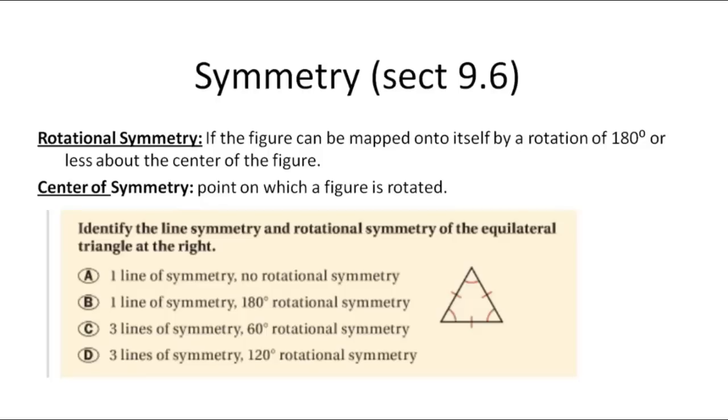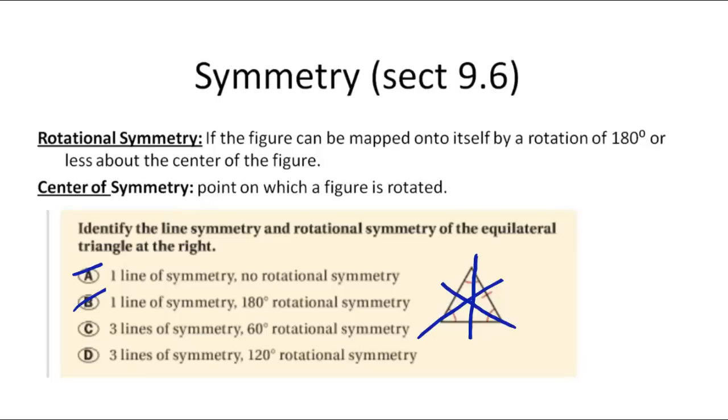How many lines of symmetry are there? Well, remember I said if it was regular, which an equilateral triangle is, then it's going to have the same number of lines of symmetry as sides. So there is 1, 2, and 3. So I know my answer is not A or B. I know it has to be C or D. At least you get a 50-50 chance of getting something right when you take that into course test.